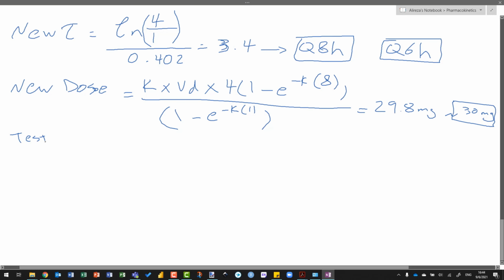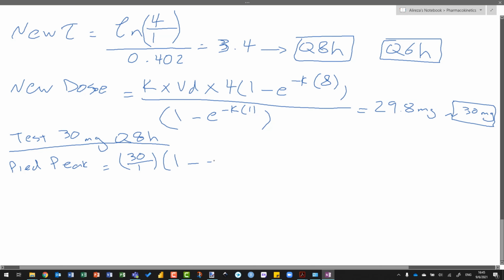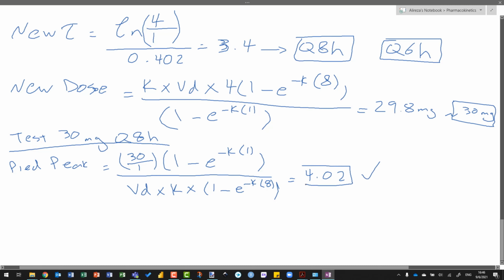Now let's test. We're going to see if it works. So let's test 30 milligram every 8 hours over 1 hour. Our predicted peak would be the 30 milligram infused over 1 hour, and then we have 1 minus e to the negative k, so this k would be your new k, 0.402, and then we're infusing over 1 hour. And then we divide by the new volume of distribution times the new k times 1 minus e to the negative k times tau, which is 8. And that would give us a peak of 4.02, which is exactly what we want, right?